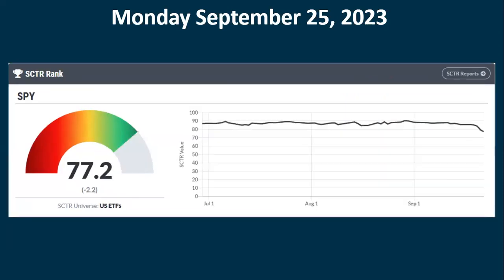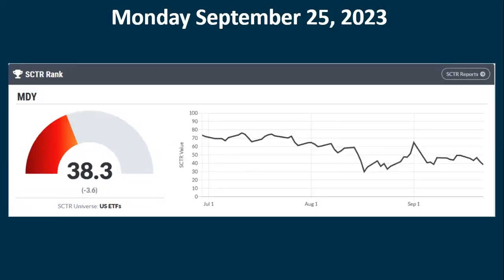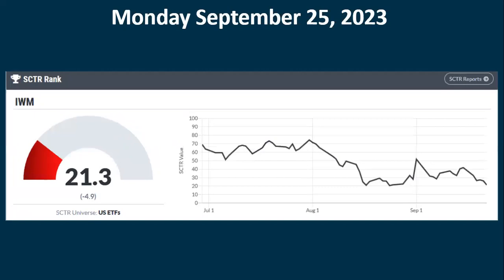Then in second place is the S&P 500, also declining as it's been under pressure. It's at 77.2. I only look at things when they're at 80, the high 80s to low 90s, when I'm looking to go long. If I'm looking to go short, I want this number to be quite small. In third place is the Dow at 67.8. Then we have the mid caps at 38.3. And then, not surprisingly, we have the small caps in last place at 21.3.